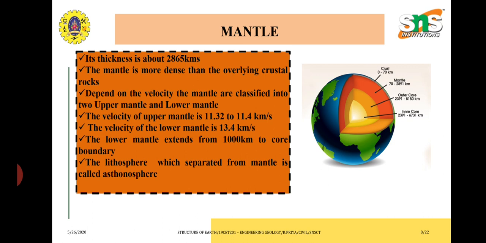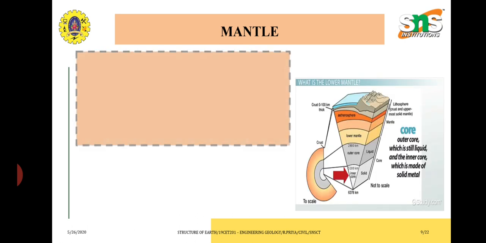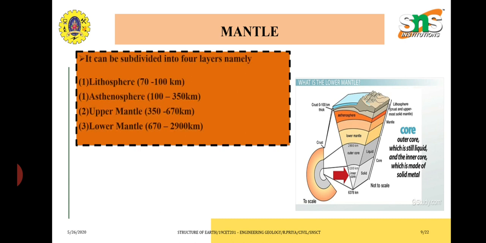It has very high density and it is very rich in iron and magnesium. So next, coming to the four layers of the mantle. Okay, so the first one is the lithosphere.